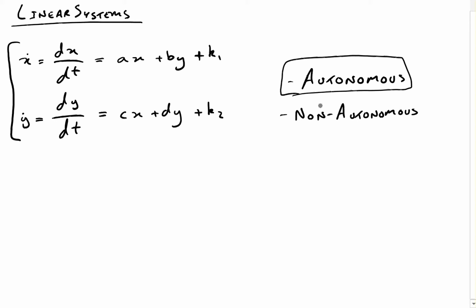Whereas an autonomous system just means that something happens regardless of what time it is. So the time, yeah, I think I made that point clear. It basically hasn't got a time variable on the right-hand side. So this is described as autonomous. Okay, so basically I've got this system.